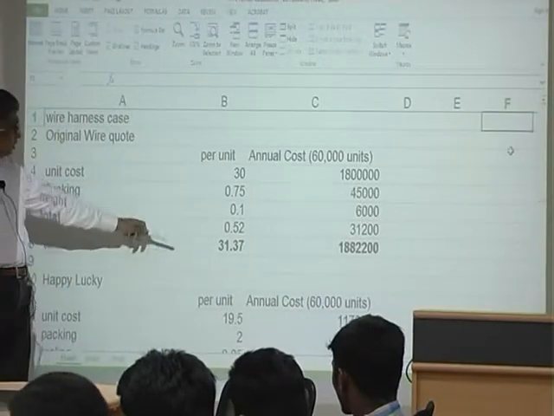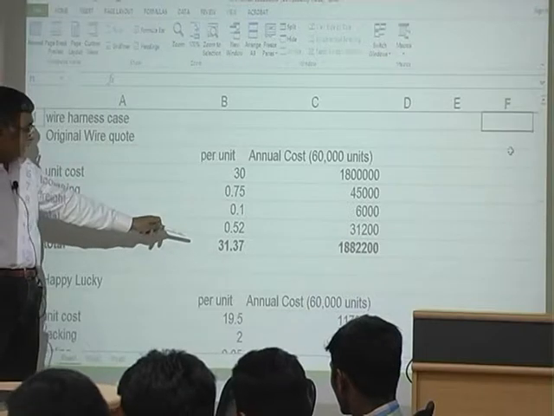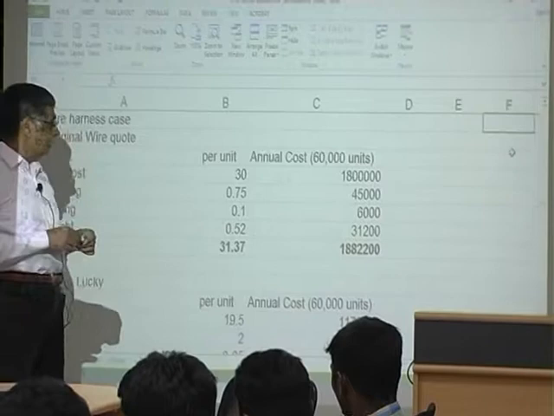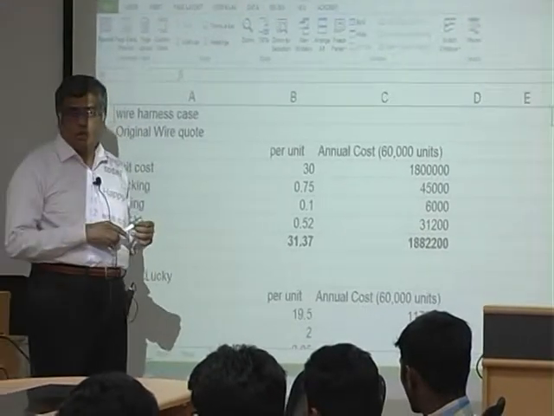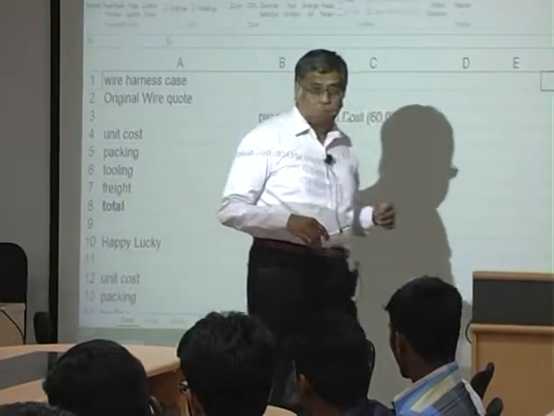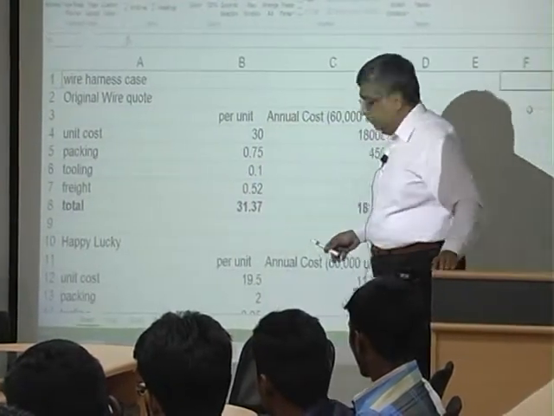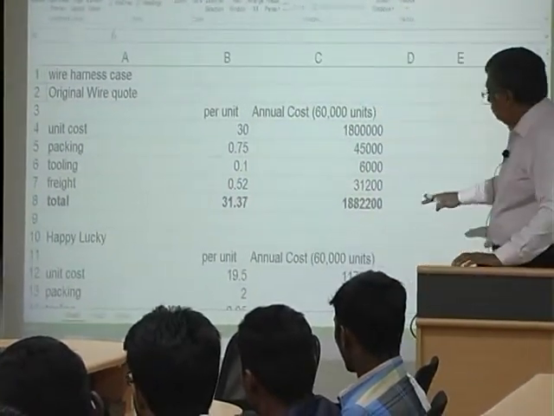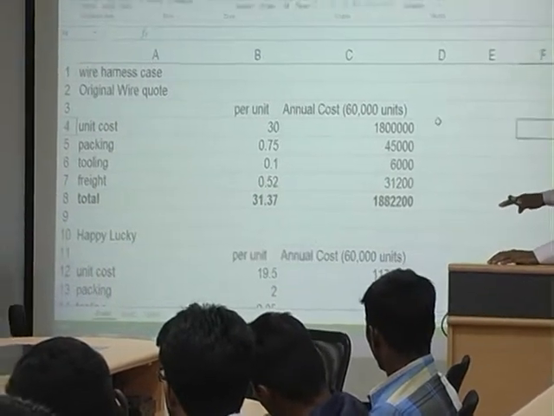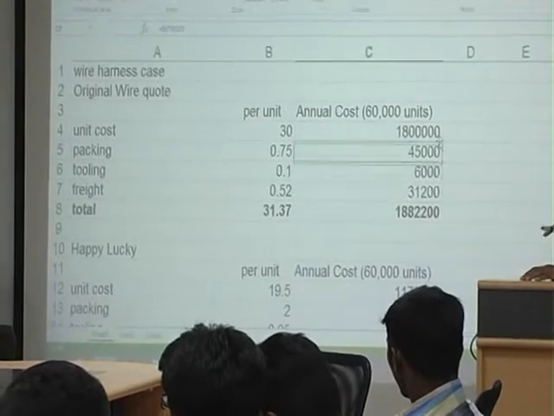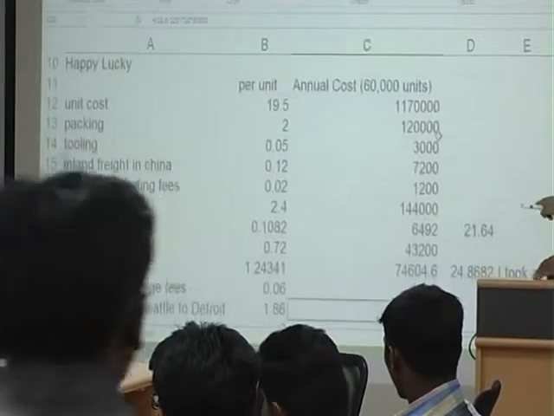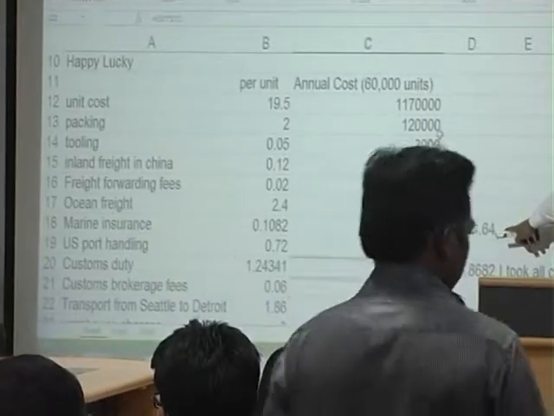Okay? So the domestic cost is 3137, and in a year it is 1,882,200. Okay, so let's go to the Chinese code. The only thing I want to show you here is that it goes through line by line all the items in the case, but I've added one more column. There it is. Okay, one more column.